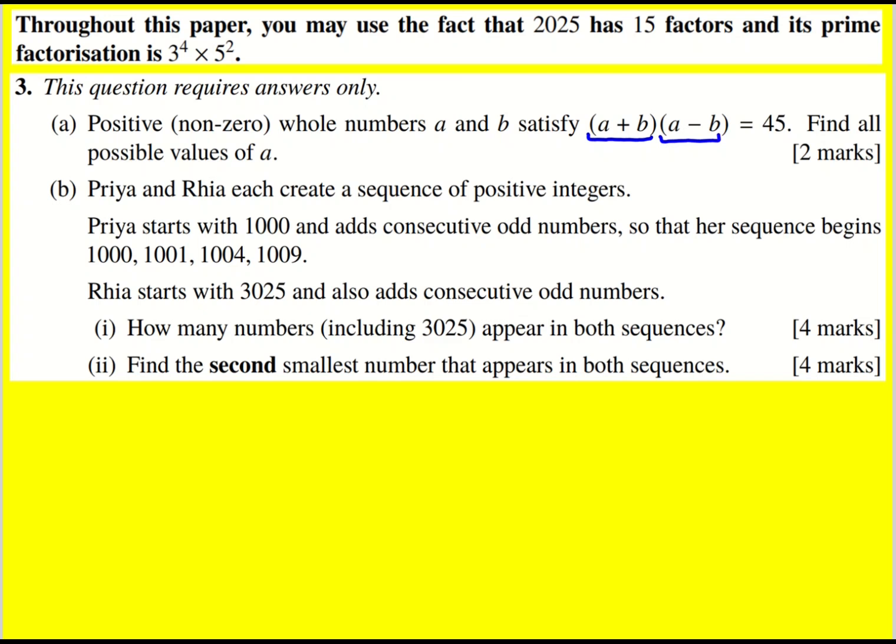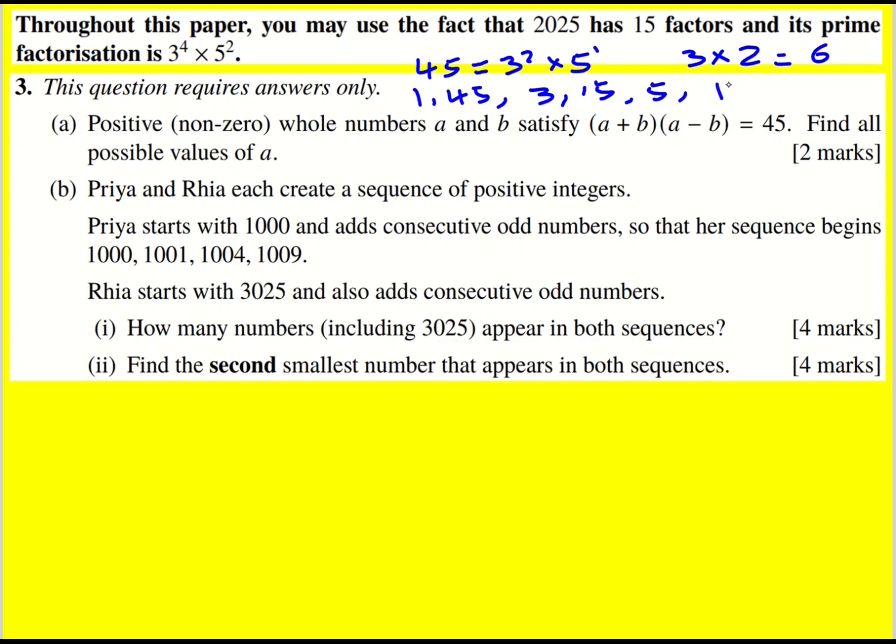However, they're non-zero, so we only need to think about the positive integers. So let's look at the factors of 45. You could write 45 as a product of prime factors. It's going to be 3 squared times 5. In fact, that gives you the number of factors. You take the powers, you add 1 to them, and you times them together. So 3 times 2, 45 is going to have 6 factors. It's not so bad in this case to write them down. We'd see quite quickly, 3 is going to go into it, and 15, and then 5 and 9. So there we are.